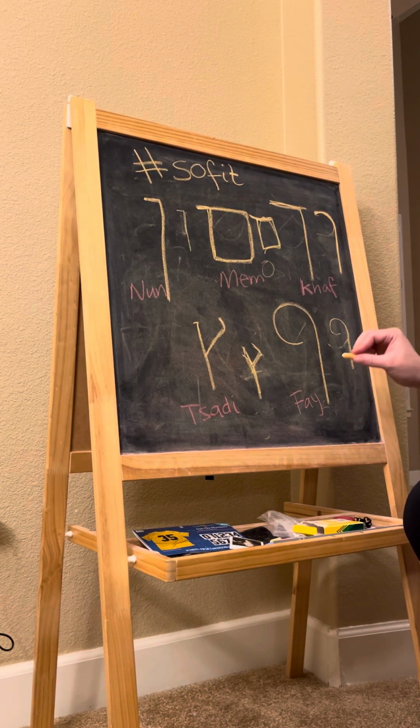So those are the final forms. How these originated: there weren't really spaces or vowel points in ancient Hebrew. So a lot of times words ended in these letters, and so this gave you an indication that this was the ending of a word.